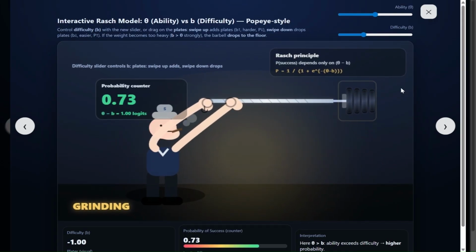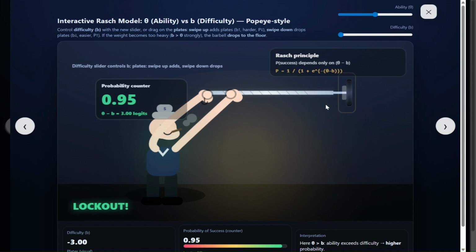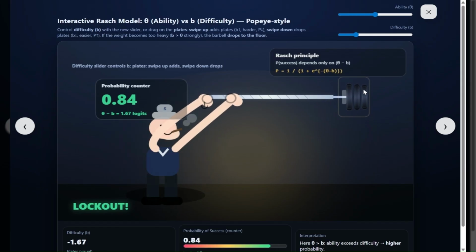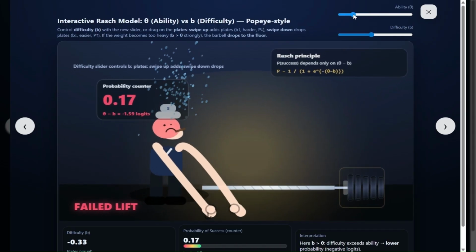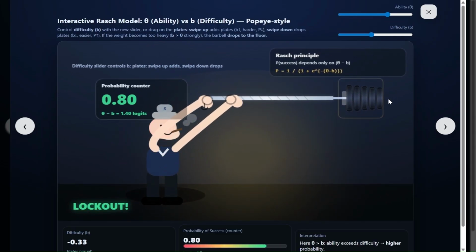he will be smiling, and he will get good chances of elevating it. So that's clear, really. And if we fix the barbell but we increase the ability, we'll have higher chances. If we decrease it, we have lower chances. So actually, it's the difference between theta, which is the ability of the person, minus b, which is the difficulty here in logits. This is the thing that is affecting the probability. The probability is directly proportional to theta and inversely proportional to b.